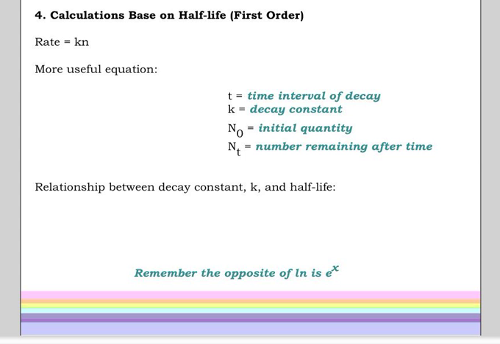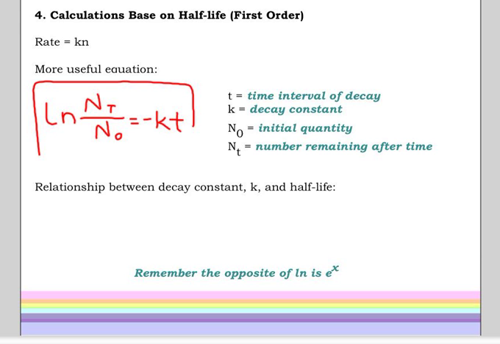Well, it's not that useful. So what they did is a derivation, and I'm going to give you the derivation, and they came up with a more useful equation that looks like this. So they have ln of N sub t over N sub 0 equals negative k times t. And this is the equation we're going to be using throughout this whole unit.